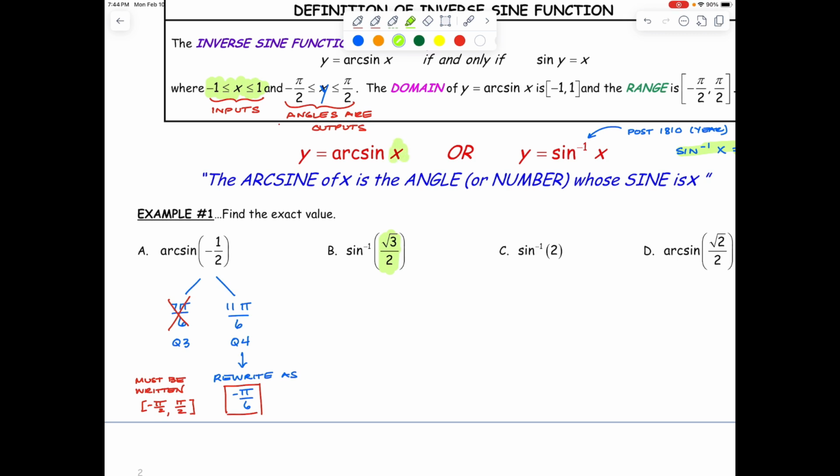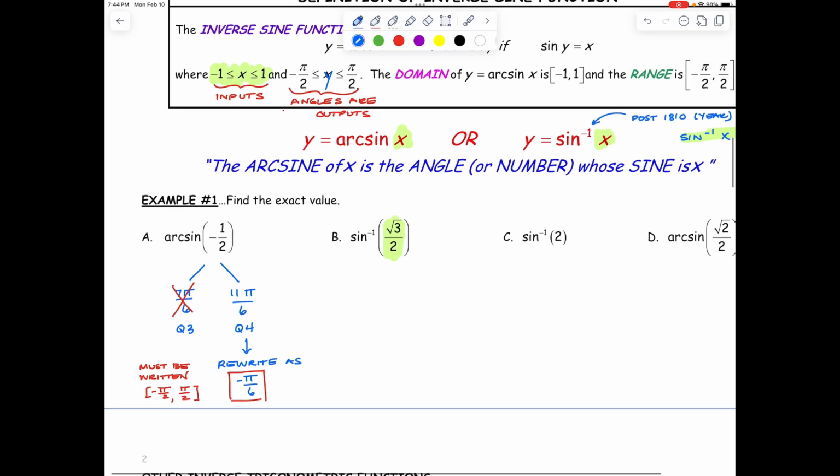Okay, and the output is going to be an angle. So where on our unit circle do we have a positive root 3 over 2? We have two places where that occurs, and that's going to be in quadrants 1 and 2 for a positive sine, at pi over 3 in quadrant 1, and 2 pi over 3 in quadrant 2.